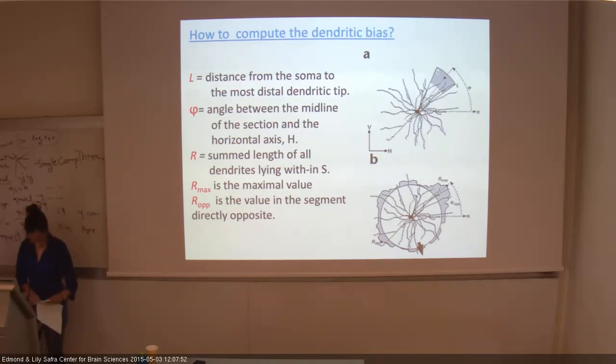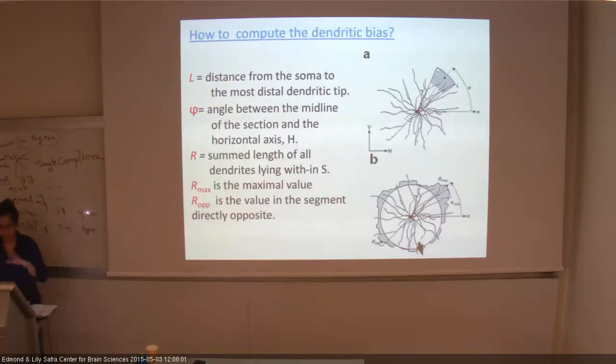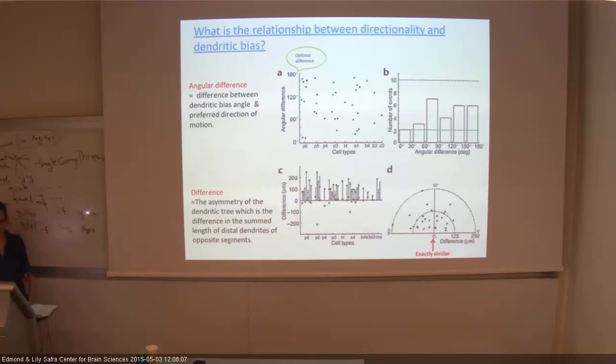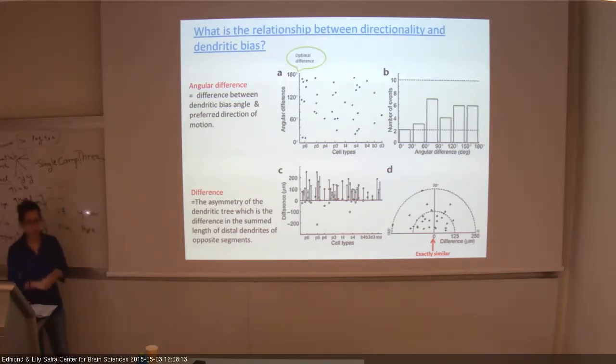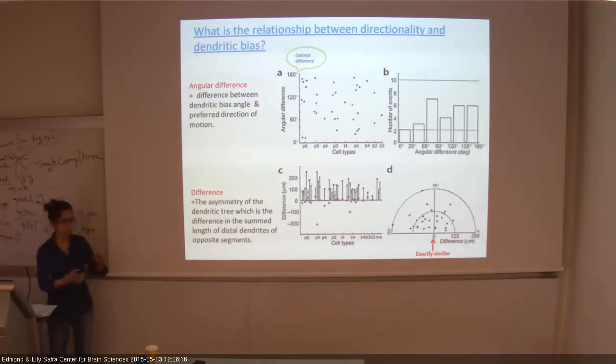This is the receptive field direction frequency of the neuron. Okay, so this is how they calculated the dendritic bias in all the neurons. And then they did some kind of analysis, which includes the angular difference. Angular difference is the difference between the dendritic bias angle phi and the preferred direction of motion, that arrow, the angle difference between the phi and that arrow.